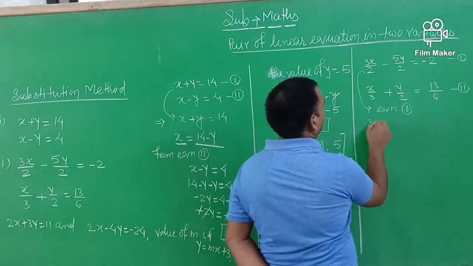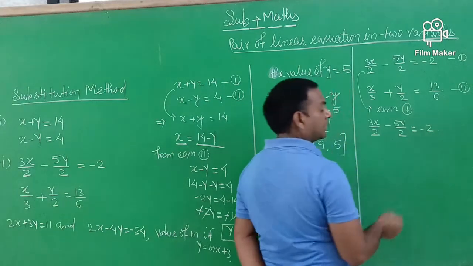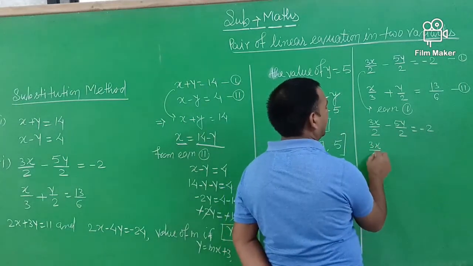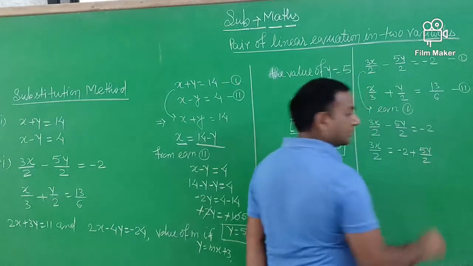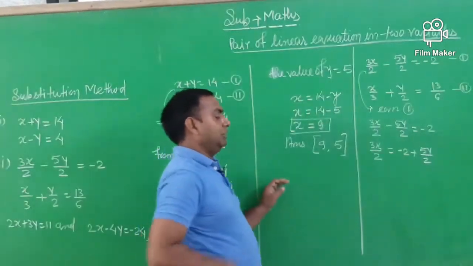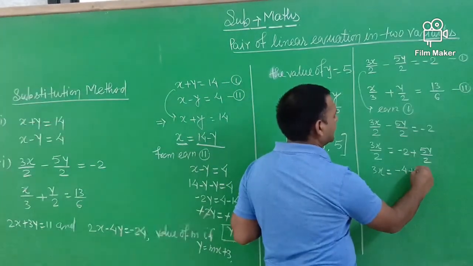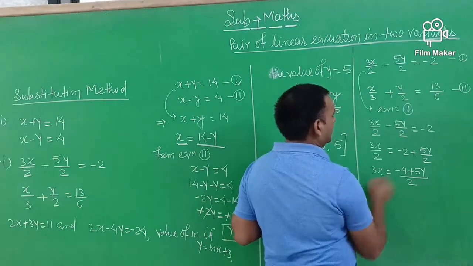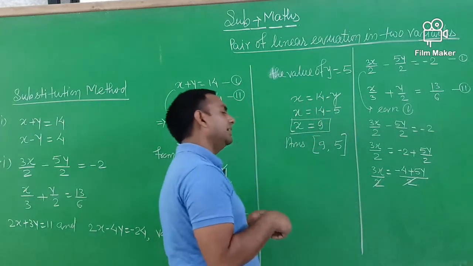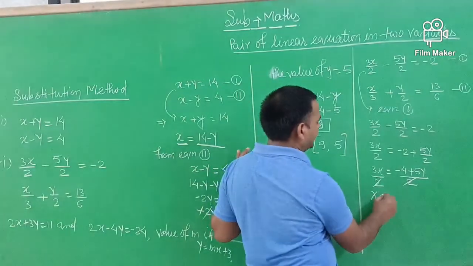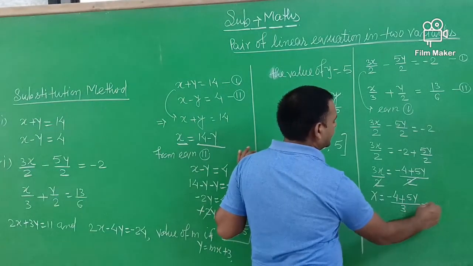Here 3x by 2 minus 5y by 2 is equal to minus 2. Therefore 3x by 2 is equal to minus 2 plus 5y by 2. Then you take the LCM, 3x is equal to minus 4 plus 5y divided by 2, and here is also 3x by 2. So 2 is cancelled by 2 because both are denominators. So the value of x is equal to minus 4 plus 5y divided by 3. Say it is equation number 3rd.